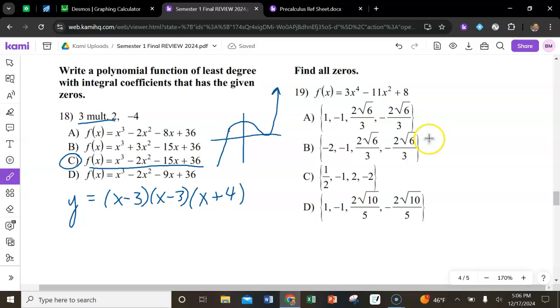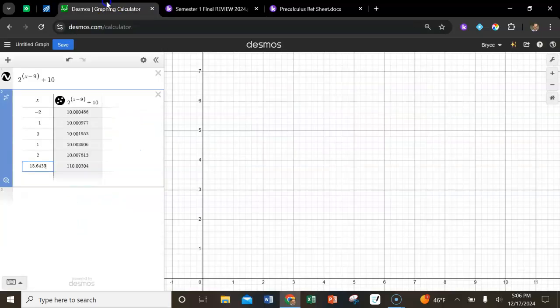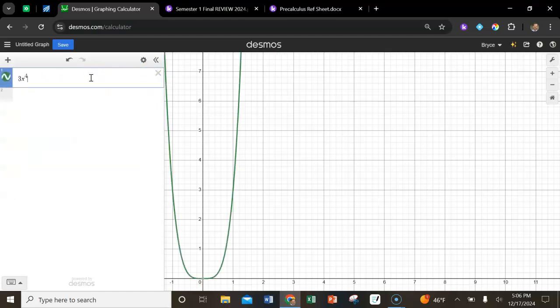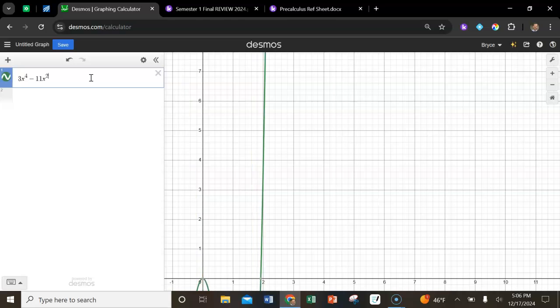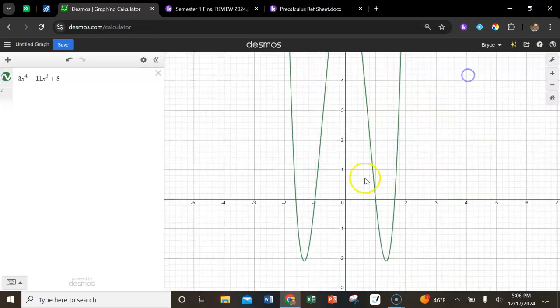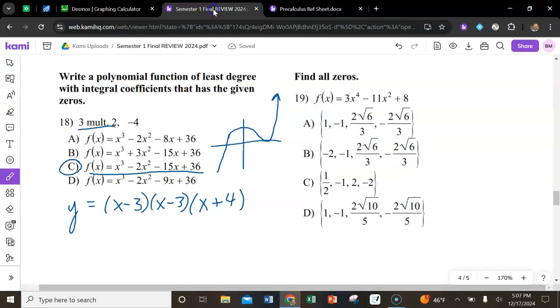Number 19, find all zeros. Anytime the directions find all zeros, graph it in Desmos and look for x-intercepts. So we've got 3x to the 4th minus 11x squared plus 8. And I can see all 4 zeros. 2 of them are good numbers, -1 and +1. The other 2 are not so good. So the only 2 good numbers I got were -1 and +1.